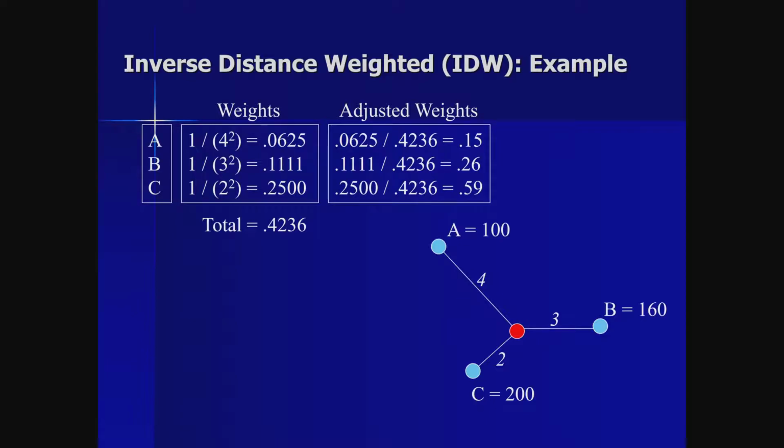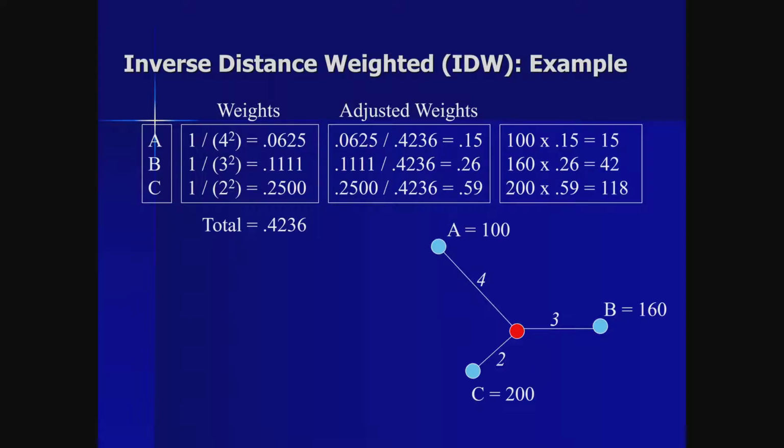So the next step is to multiply everything by the adjusted weight. So 100 times 0.15 is 15. 160 times 0.26 is 42. 200 times 0.59 is 118. And then we simply add those numbers together, and we get our value, 175. See, it's what we expected. It's a value well over 150. It's a lot closer to 200.